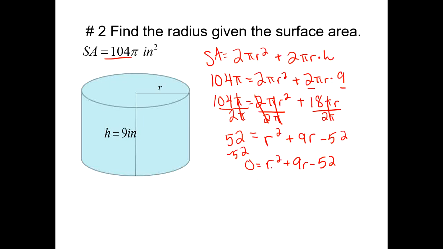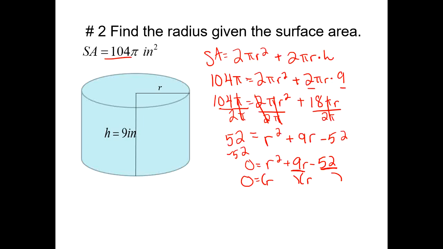Since our r squared doesn't have a number in front of it, we can just set up our parentheses right away. R times r. So if we have an equation like this, we're asking what two numbers multiply to a negative 52 and add to 9r. So some factors of 52. Well, that's 2 and 26, but that's not going to add or subtract to 9. Let's see if 52 is divisible by 4. Well, 52 divided by 4 is 13, and 13 minus 4 is 9.